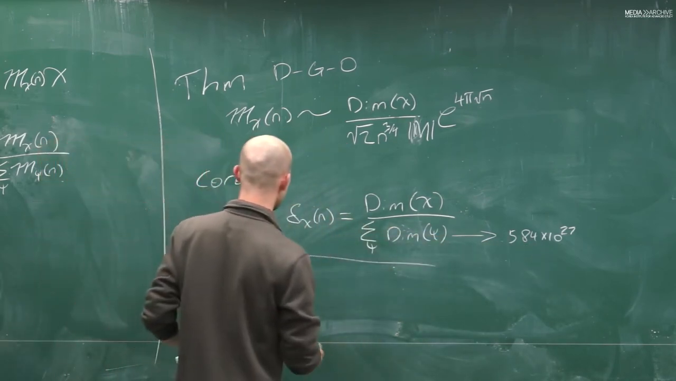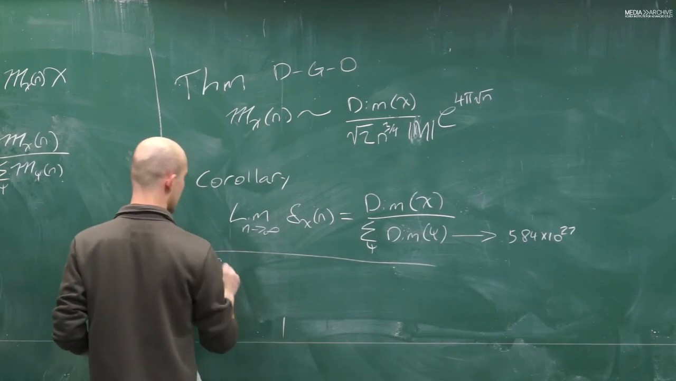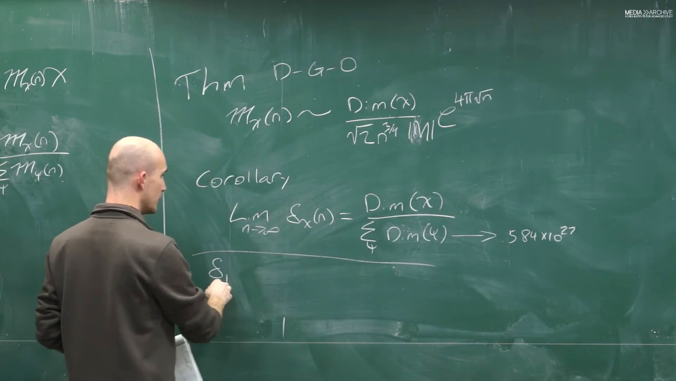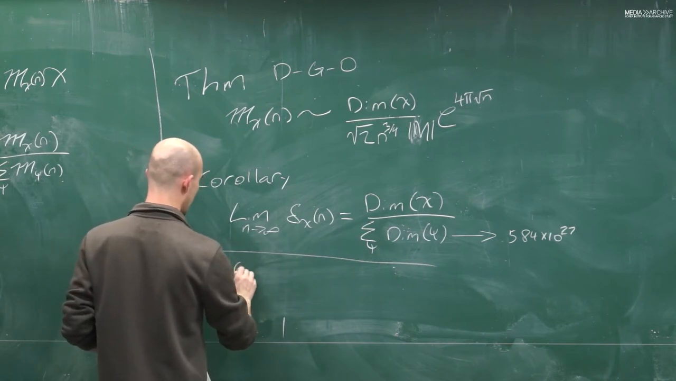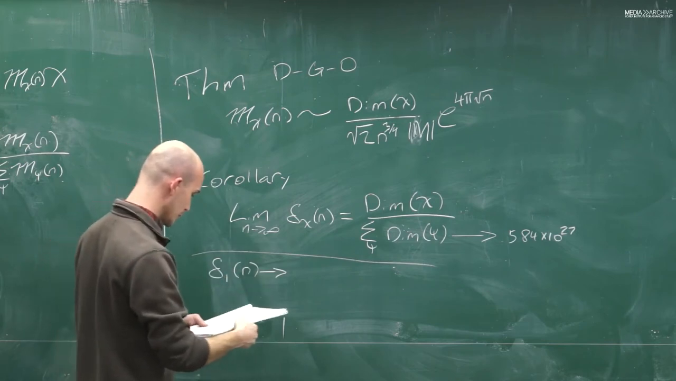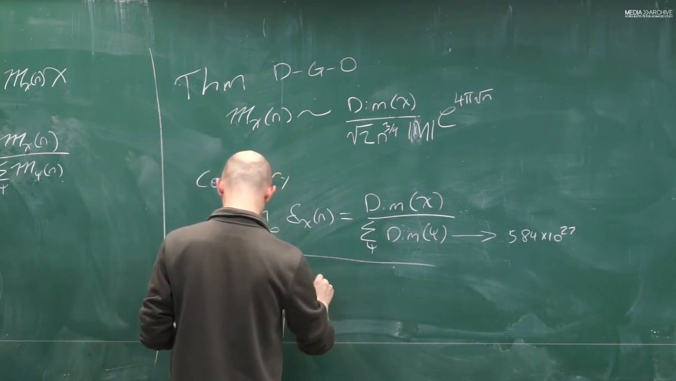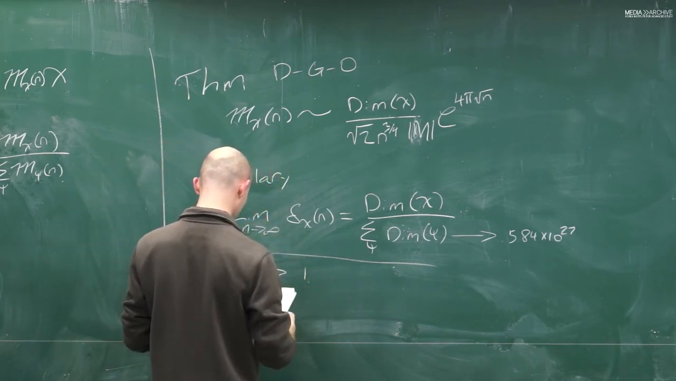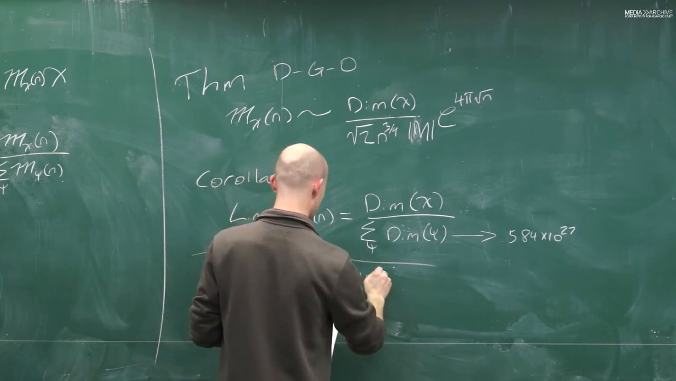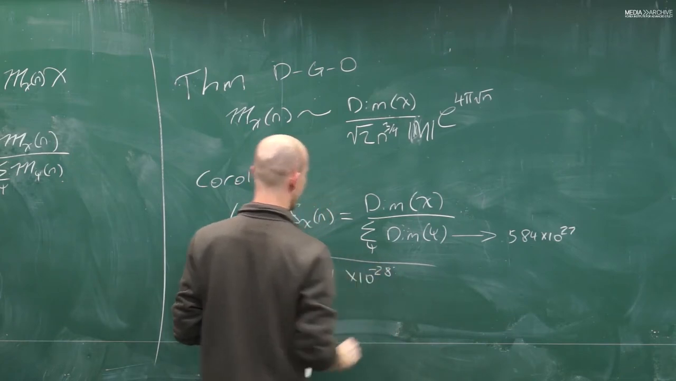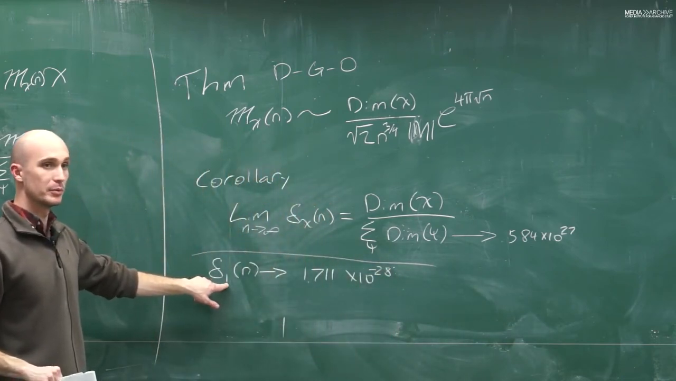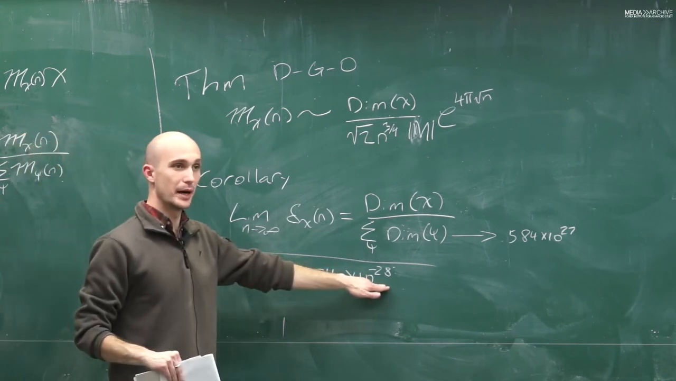So in particular, the density for the trivial representation is going to approach this number, 1.711 times 10 to the minus 28. Okay, so the black hole states corresponding to the trivial representation are incredibly rare.